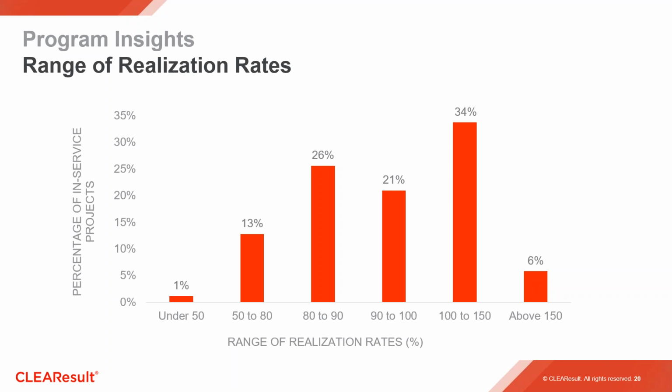In this histogram, you can see a breakdown of percentage of total in-service projects by number, which fall under a certain range of realization rates. Based on the analysis, as you can see here, over 55% of all in-service projects have a realization rate of between 90% to 150%, which further supports the PSU program changes that allow for a pay-for-performance structure up to 120% of the anticipated savings amount.